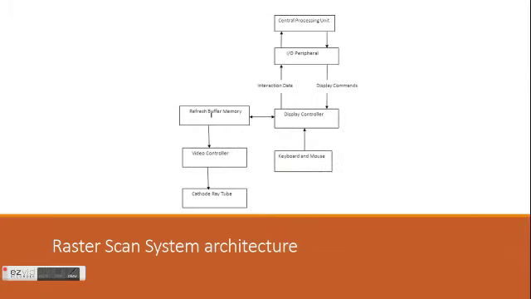This is a raster scan system architecture, and you can see it consists of a refresh buffer memory, a display controller, a video controller, and CPU, I/O devices, cathode ray tube respectively.